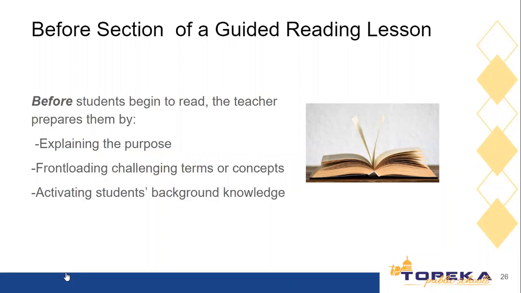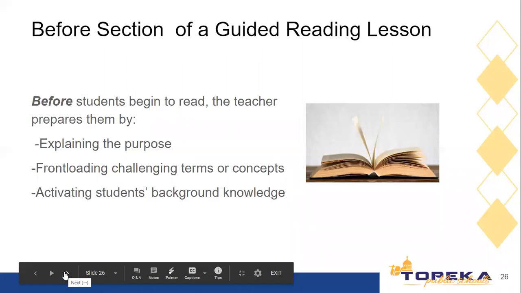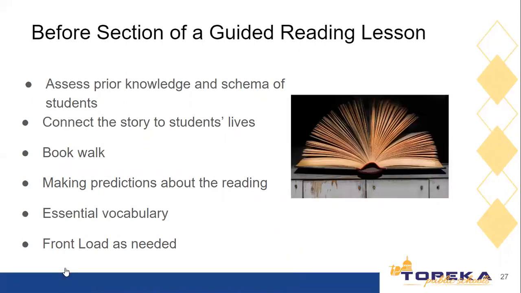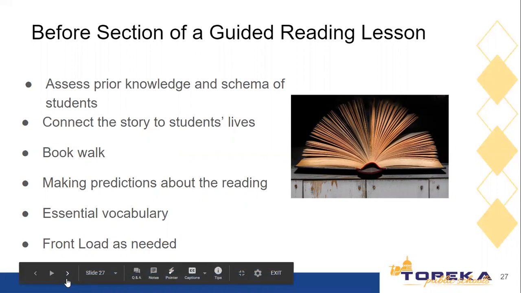So for example, if you're reading a story about baseball and there's something in that story that students need to know, then you need to front load that for them so that they have that knowledge in their schema as they're reading the story. Again, assess the prior knowledge, connect the story to students' lives. With primary, you may do a book walk. You might do that with intermediate as well. Making predictions about what the story is going to be about, what they're going to read, is also important.